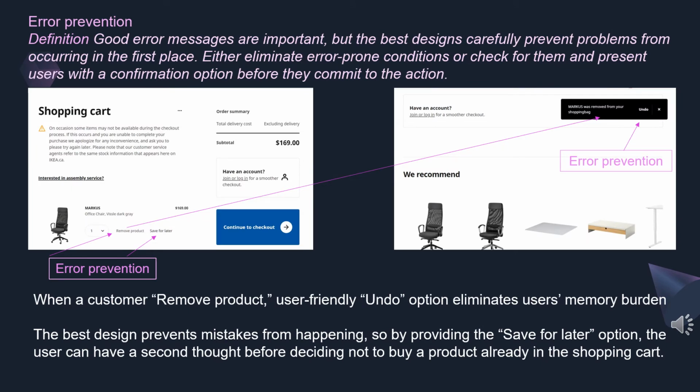Error prevention. Definition. Good error messages are important, but the best designs carefully prevent problems from occurring in the first place. Either eliminate error-prone conditions or check for them and present users with a confirmation option before they commit to the action. Error prevention is positive on this page because when a customer selects Remove Product, there is an Undo option that eliminates users' memory burden. The best design prevents mistakes from happening, so by providing the Save for Later option, the user can have a second thought before deciding not to buy a product already in the shopping cart.